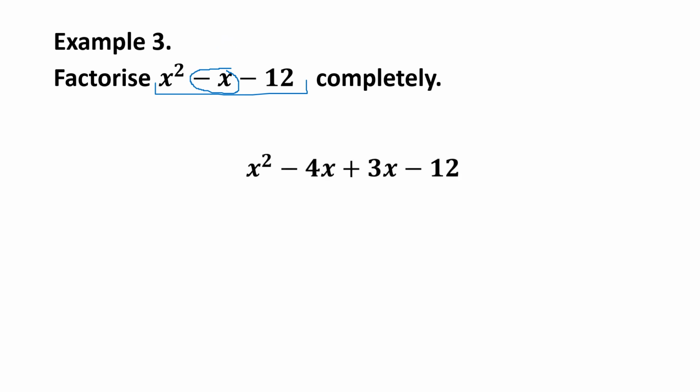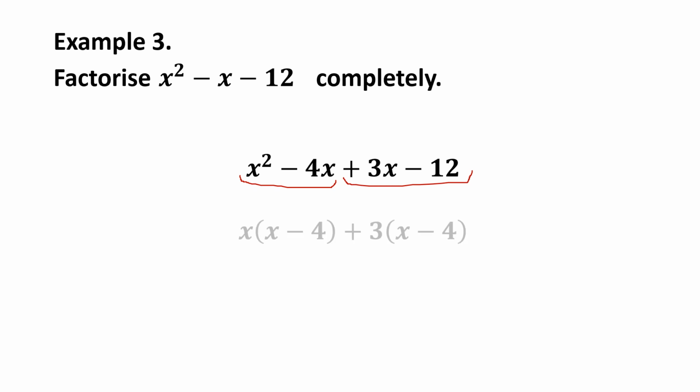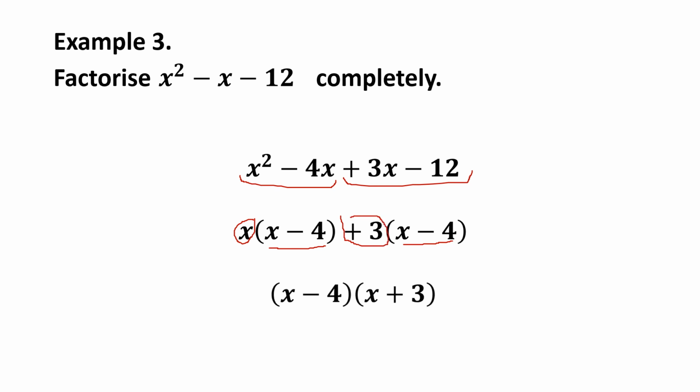So instead of writing this minus x here, I will just write minus 4x plus 3x like this. And likewise, I'm now factorizing by grouping the first two. I'll group the first two, then the last two on their own. Right, the first two, the highest common factor is x there. If I take out x, I'll remain with x minus 4. The last two, the highest common factor is 3 there. If I take out 3, I'll remain with x minus 4, so, like this. So the highest common factor now is x minus 4 like this. So I am now taking out x minus 4 and I remain with x plus 3. It needs to be like this, and I have factorized completely.